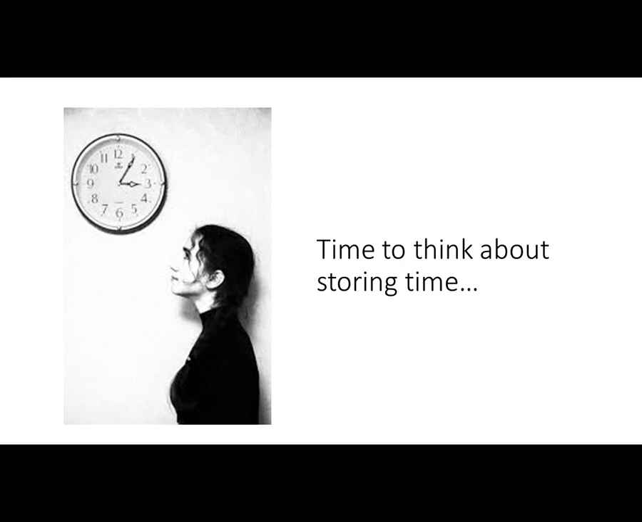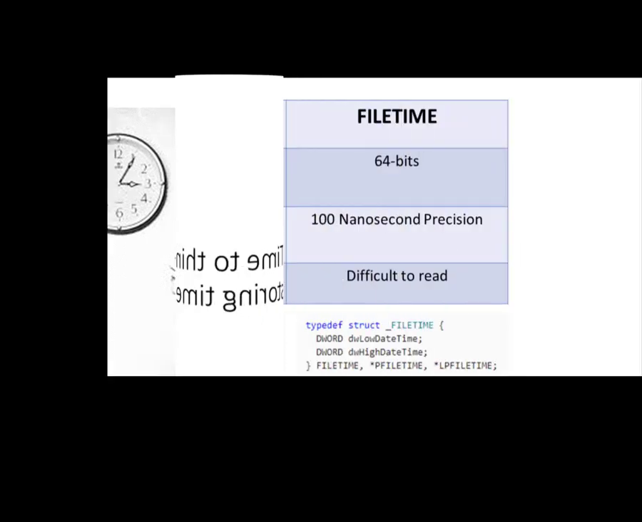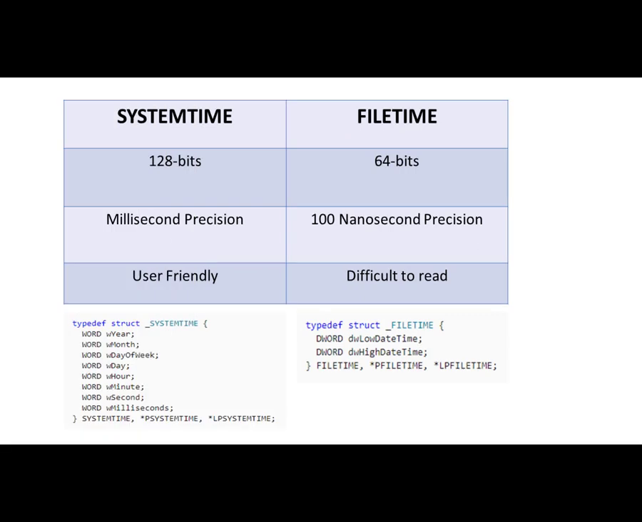Now we have seen the two approaches or two data structures that Windows uses to represent date and time. Let's go ahead and think about file systems. When you store time in a file system, which data structure will you use? Will it be the system time or the file time? Let's do a quick side-by-side comparison. We saw that the system time requires 128 bits of storage and has a precision of 1 millisecond. The file time, however, requires only 64 bits of storage and has a precision of 100 nanoseconds.